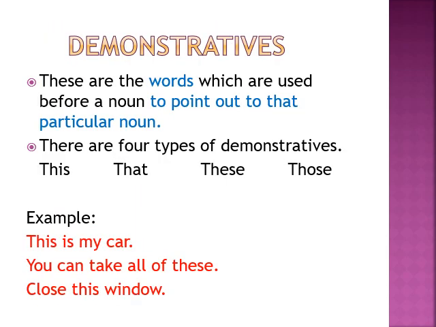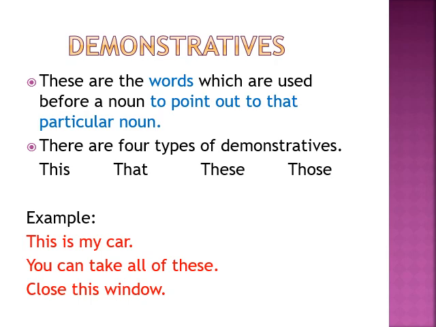Now we'll study demonstratives. So demonstratives are the words or the determiners which are used before a noun to point out to that particular noun. If we want to point out to a particular noun, we use demonstrative. Like this is my car. So we are pointing out to a car by using the determiner this. So this is a demonstrative.